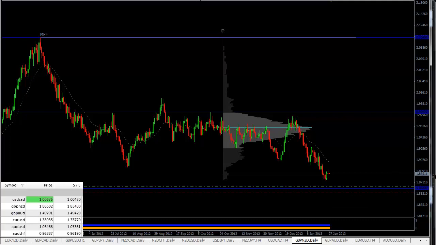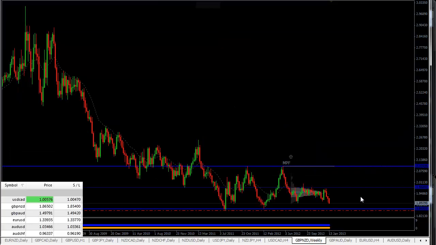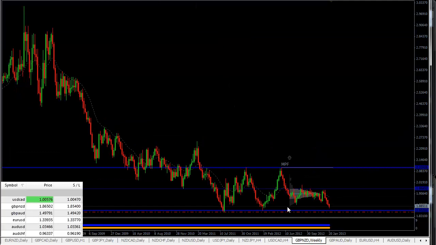We can zoom out and we can kind of see on the weekly chart that we're definitely within a range, and we got this double bottom that's set up here. So we're really expecting this to be our home run for the week. Again, this is the pound Kiwi. So we got an order placed on this one.